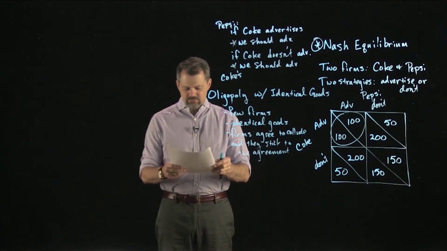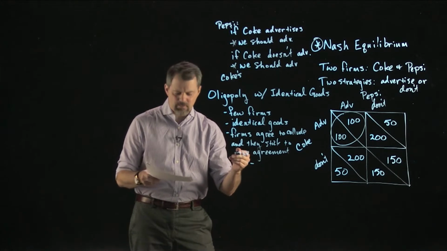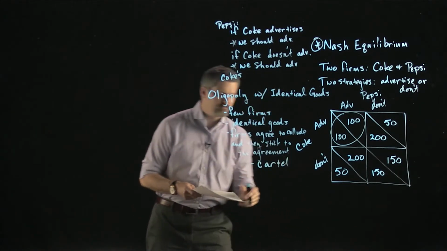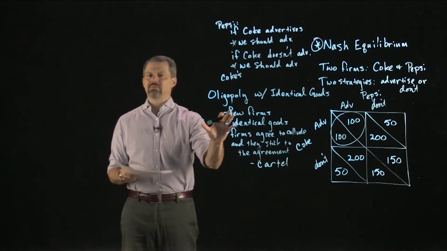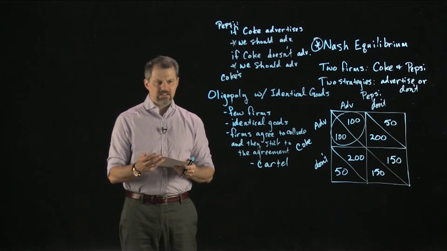Let's think about, and the idea here is that the firms are forming a cartel. So this is a cartel. Now, the agreement has to be secret because this is illegal. We'll talk about that here in just a second.